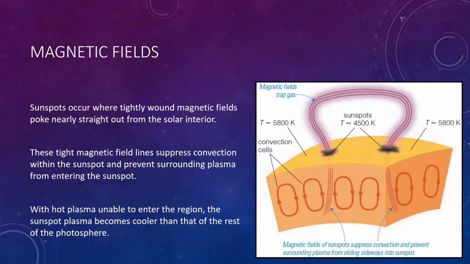Solar magnetic field lines act somewhat like elastic bands, twisted into contortions and knots by turbulent motions in the solar atmosphere. Sunspots occur where tightly wound magnetic fields poke nearly straight out of the solar interior, as you can see here. These tight magnetic field lines suppress convection within the sunspot and prevent surrounding plasma from entering the sunspot. With hot plasma unable to enter the region, the sunspot plasma becomes cooler than that of the rest of the photosphere, and hence they appear dark.